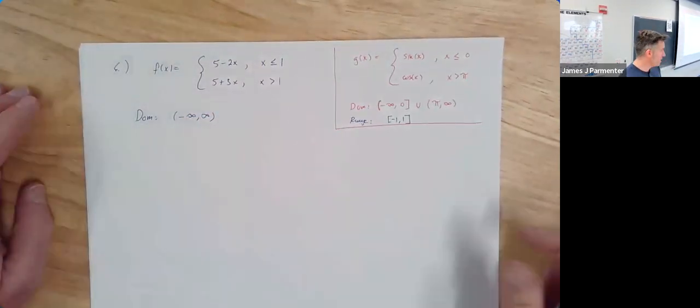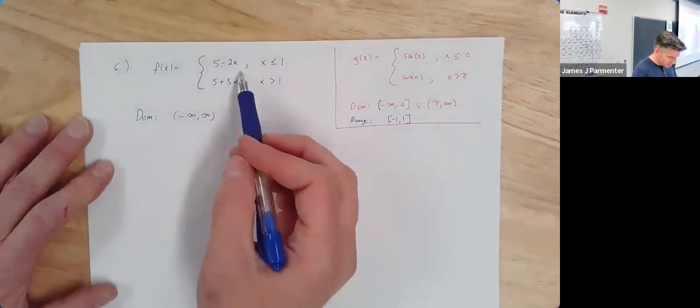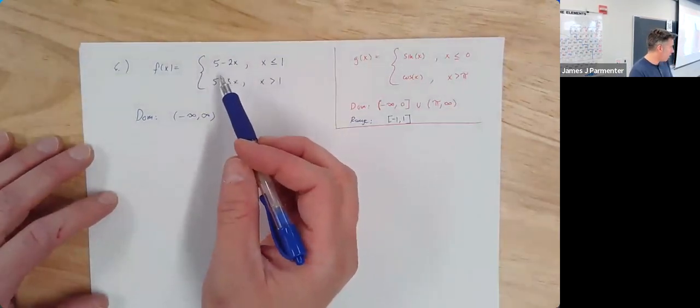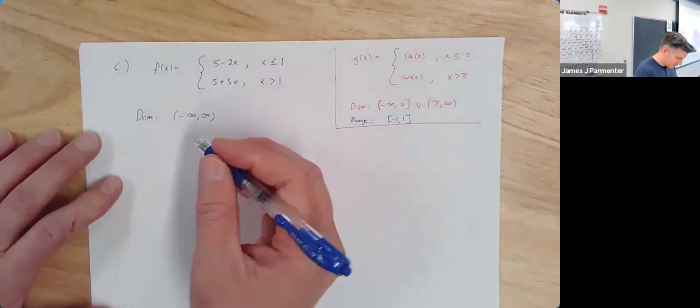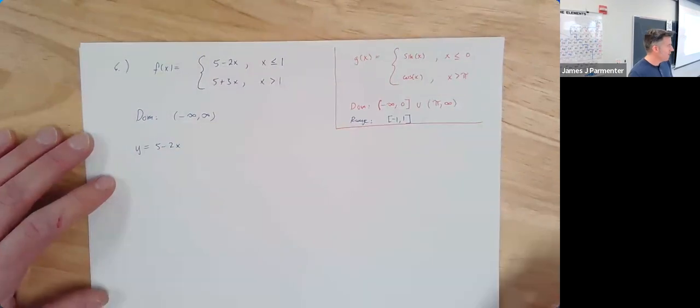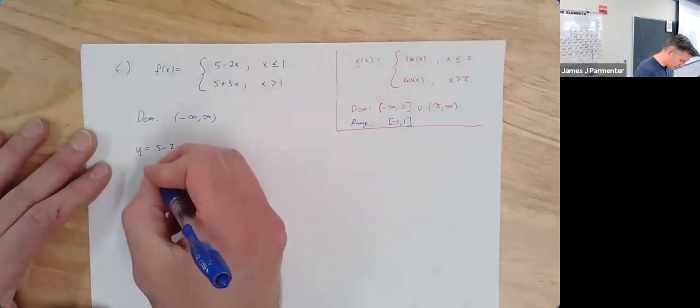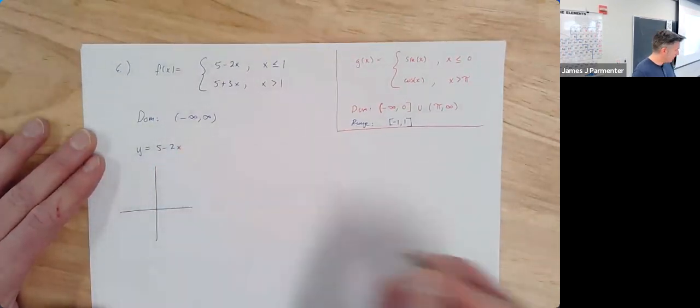And now we do really need to graph it for the range. So I'm going to observe that both of these pieces are lines. If I was going to graph y equal to 5 minus 2x, when I'm graphing a piecewise function, I usually graph each piece and then combine them together. So for y equals 5 minus 2x, I'm going to find the intercepts.